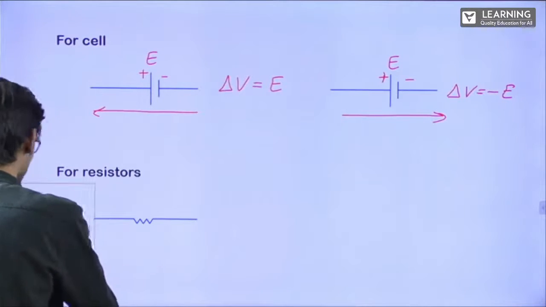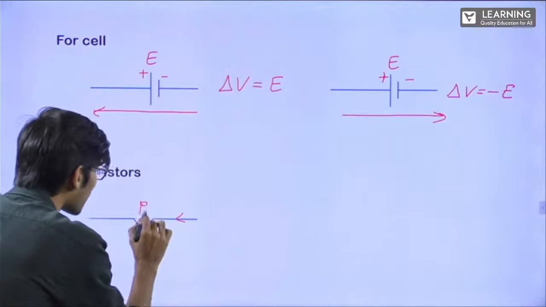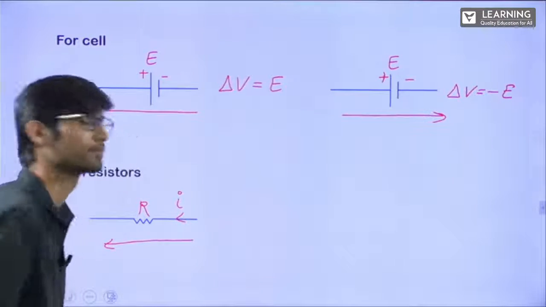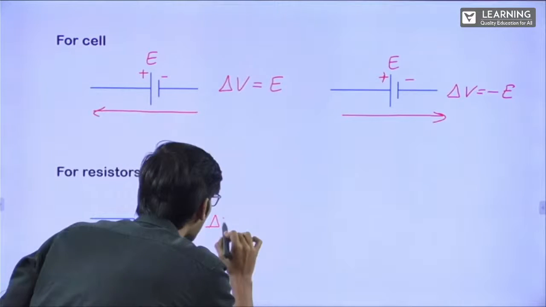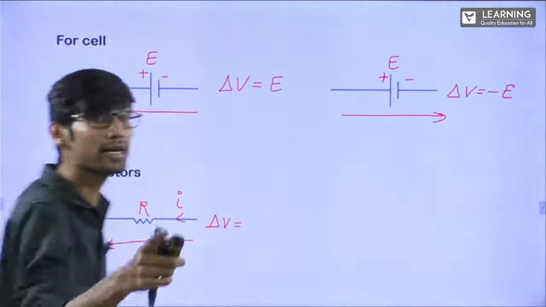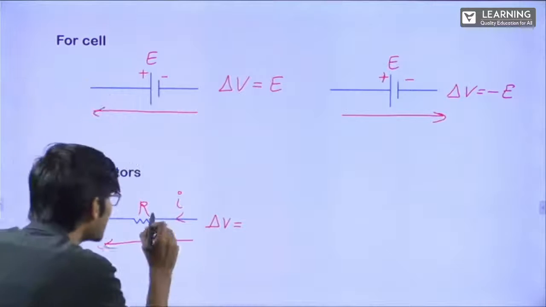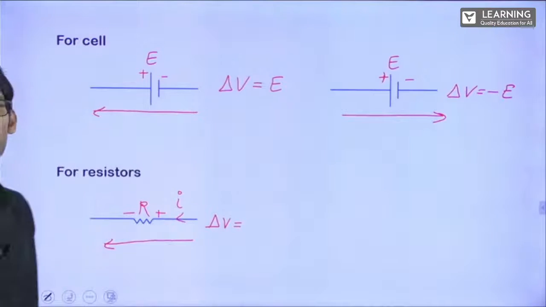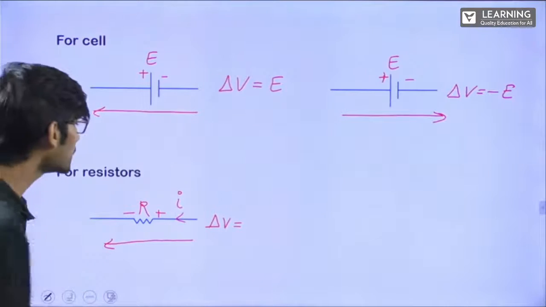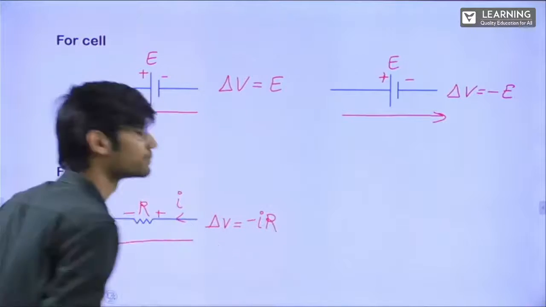Now, for resistors, see here, let's say the current is flowing like this, or in the first one we'll take current like this only. Okay, this is the resistor R, current flowing is I. Now if my path is like this, what will be delta V? Positive or negative? Current is flowing like this. Current flows from higher potential to lower potential. This is higher potential, this is lower potential. Correct? Higher to lower means potential drop is happening. Potential drop is happening means delta V will be negative, minus IR. Clear?